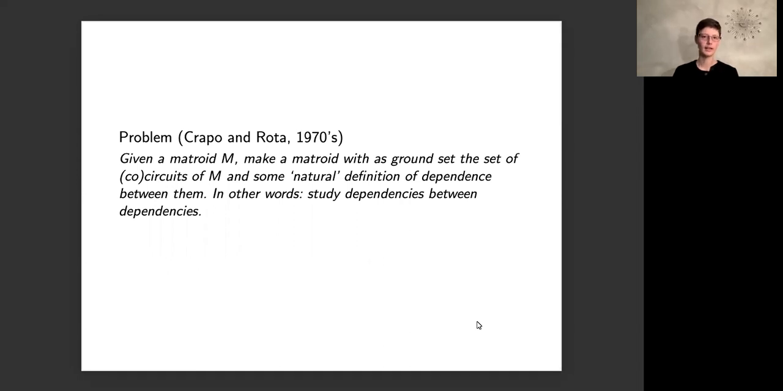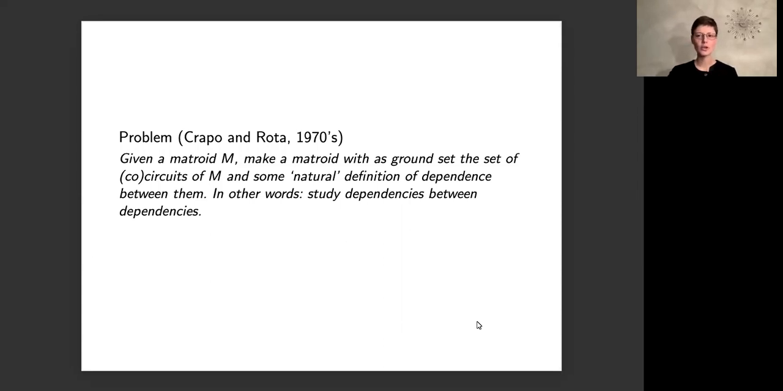Henry Crapo and Giancarlo Rota, both more or less independently and also a bit the same, asked this question: we're going to start with a Matroid, and we're going to make a new Matroid out of it that we call a derived Matroid. The ground set of this derived Matroid is going to be formed by all the circuits of M, or all the co-circuits, and some natural definition of dependence between these circuits. So we're going to study dependencies between dependencies, or second-order syzygies, if you like that word. But that's a bit of the background.